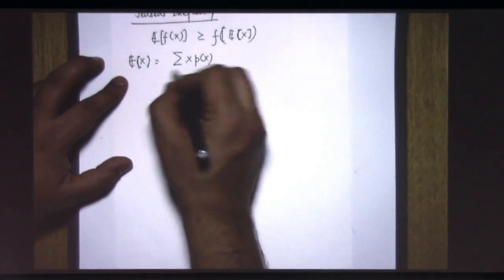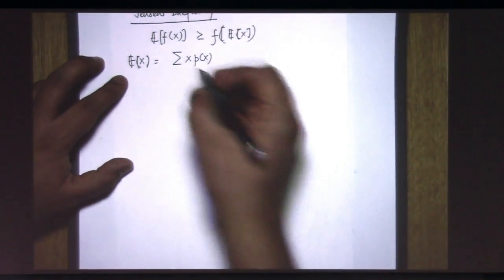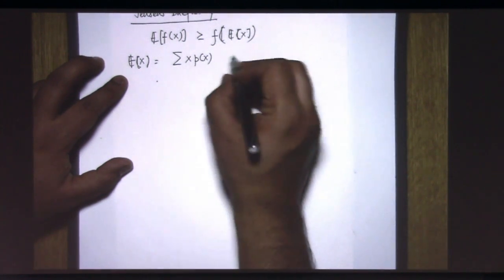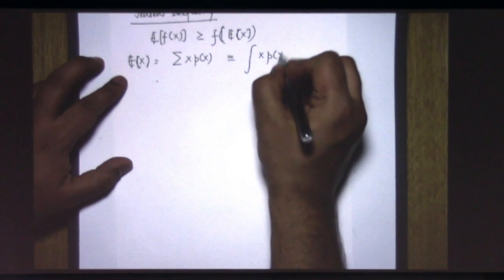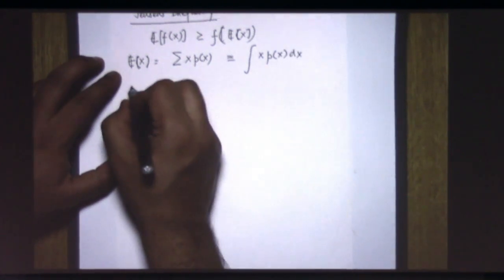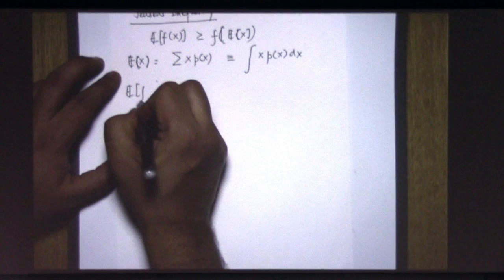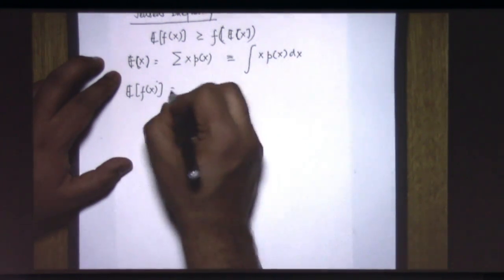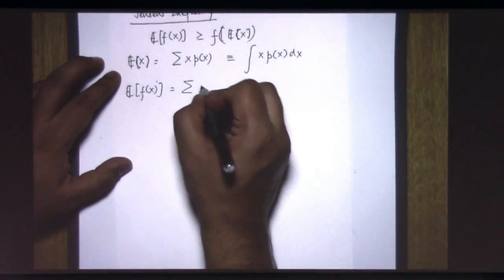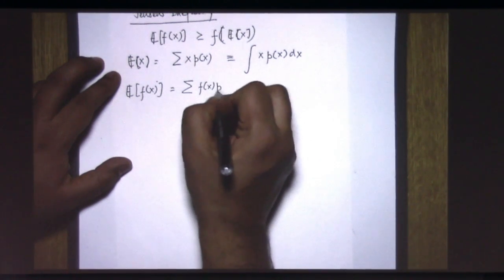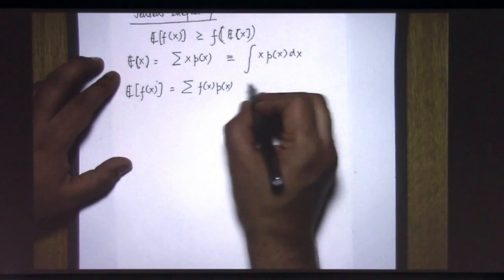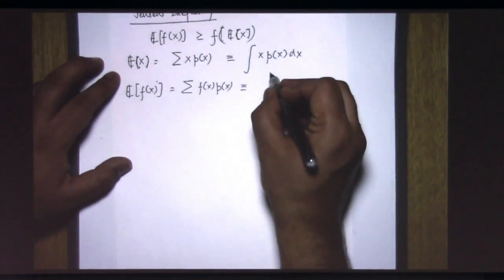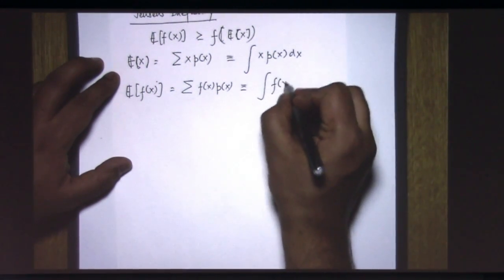right, for all values of x. Or if x is a continuous random variable, then it becomes an integral, right? And the same way, the expected value of a function of x, any function of x, is given by f of x times p of x over all possible values of x, if x is a discrete random variable. And if x is a continuous random variable, then it becomes an integral.